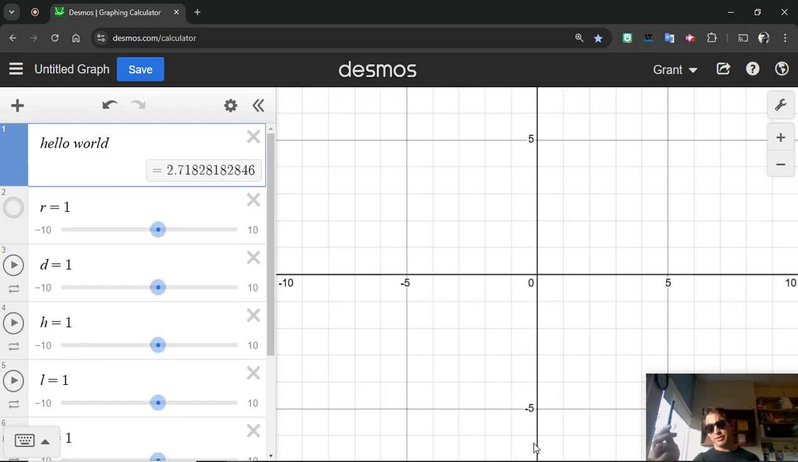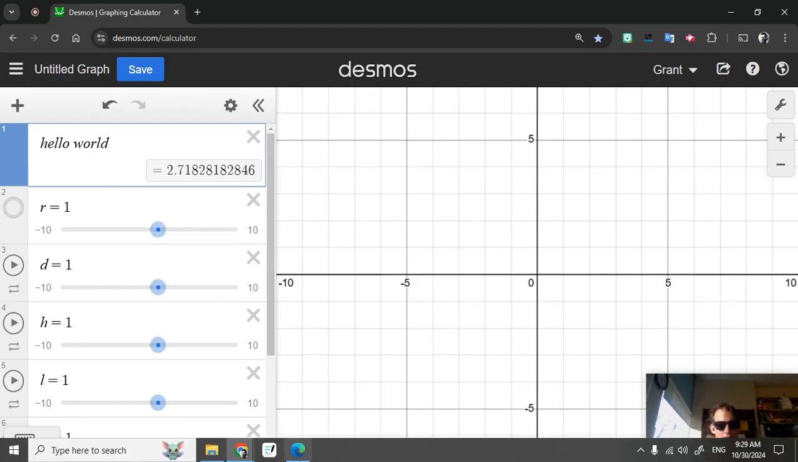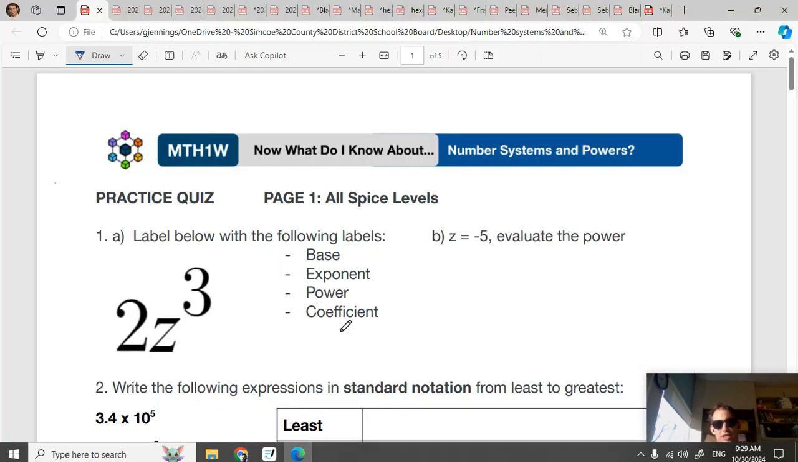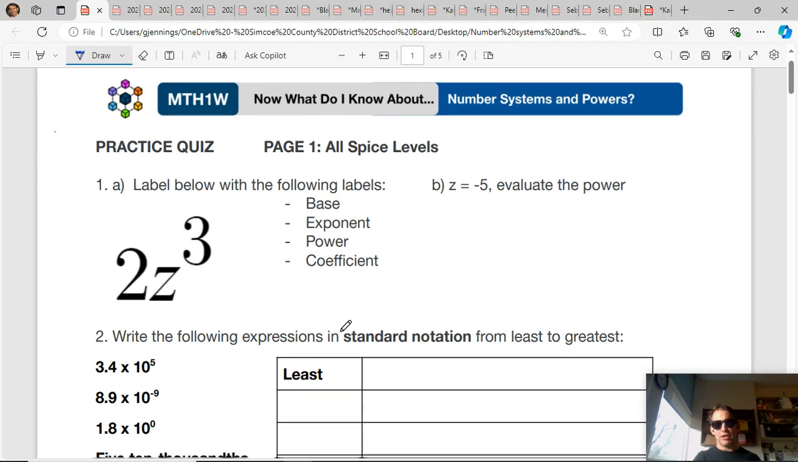It's Mr. Jennings, and today we are looking at our exponent laws and scientific notation. All right, cool. So we're going to change that. It's going to say scientific notation and powers. All right, so page one, everyone's going to do this page. It's just making sure that everyone has absorbed the basics of exponents and scientific notation. So let's take a look.